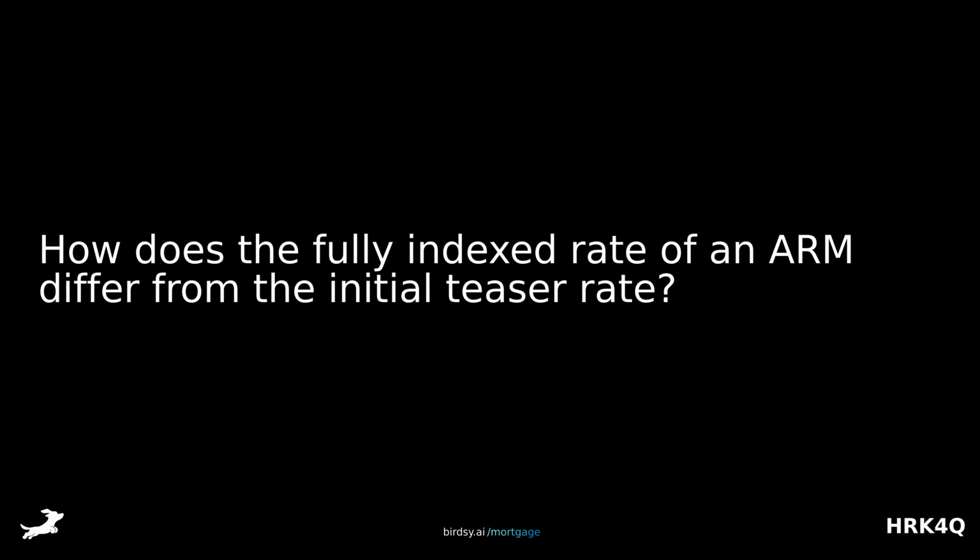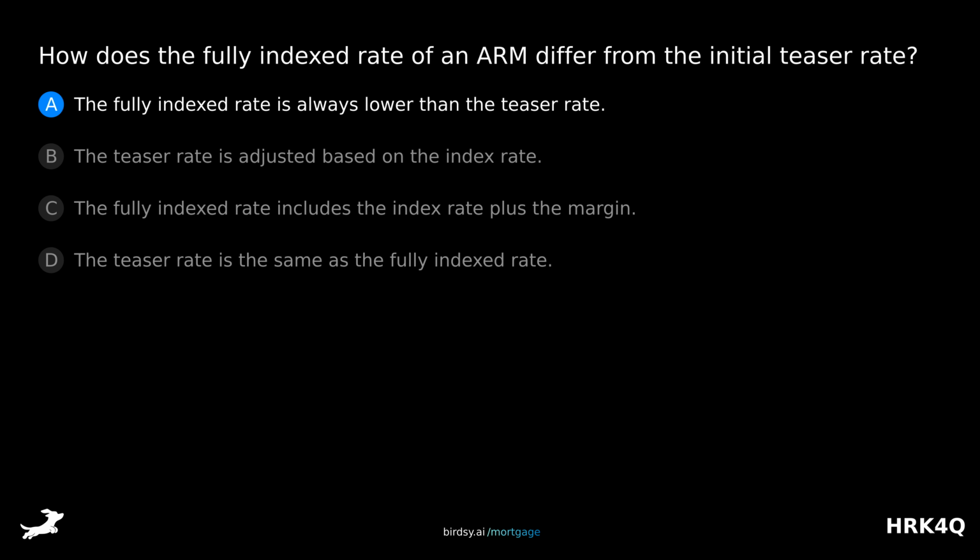How does the fully indexed rate of an ARM differ from the initial teaser rate? Is it A, the fully indexed rate is always lower than the teaser rate? B, the teaser rate is adjusted based on the index rate? C, the fully indexed rate includes the index rate plus the margin? Or D, the teaser rate is the same as the fully indexed rate?